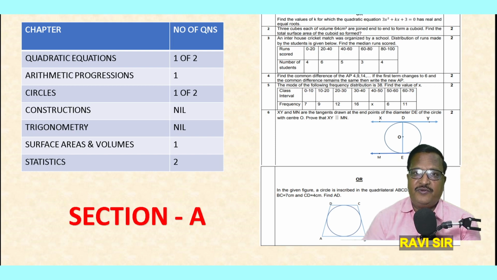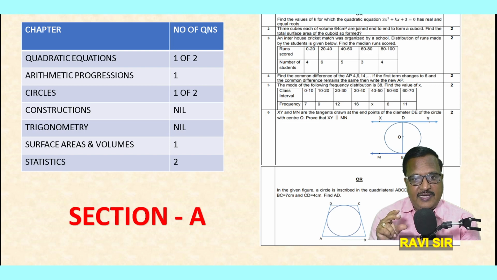That means quadratic equations, only 2 marks will come in section A. Arithmetic progressions, again only 1 question will be given, 2 marks. And circles, there is only 1 question, but 2 questions are given. Constructions, no 2 marks question. Trigonometry application, there is no 2 marks question in this. Surface areas, there is only 1 question. Statistics, there are 2 questions.